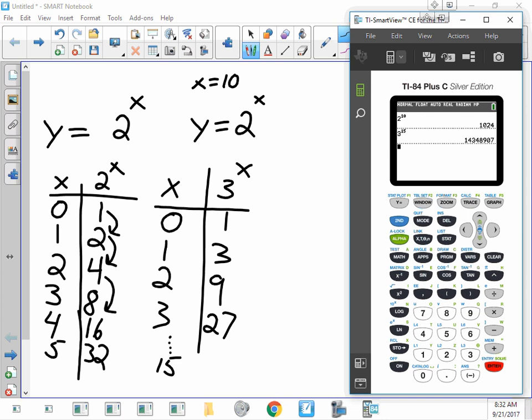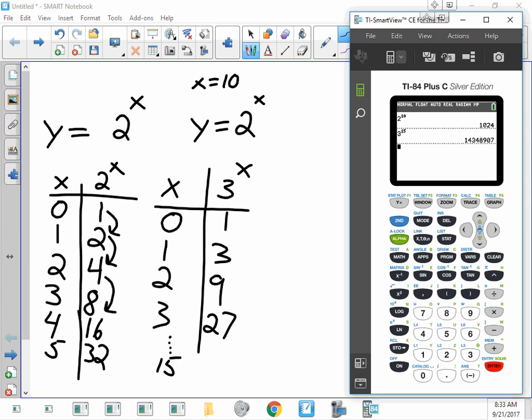So exponential equations can grow very, very fast. Linear equations, the growth or the decay is always the same. We're always going up by the same number, and we're always going down by the same number. In exponential equations, we're always multiplying by the same number. So eventually, the numbers are going to get really, really large, or in some cases, really, really small.